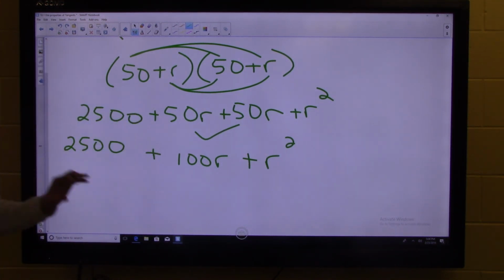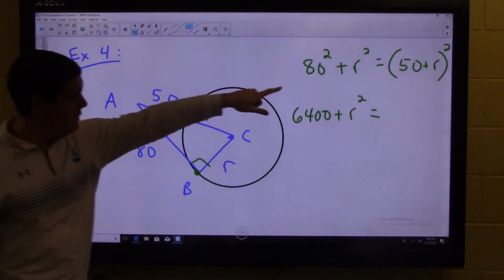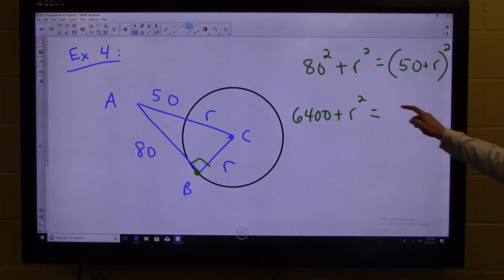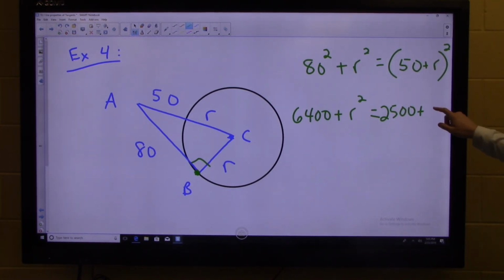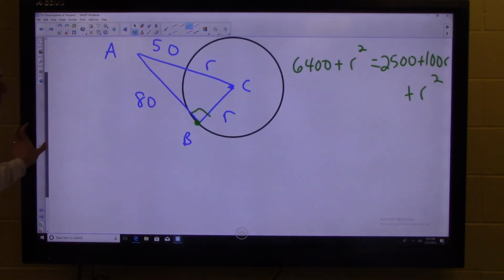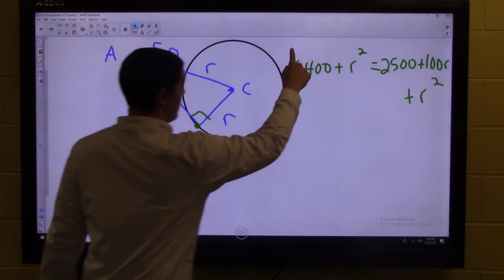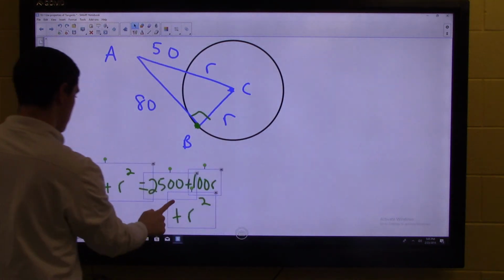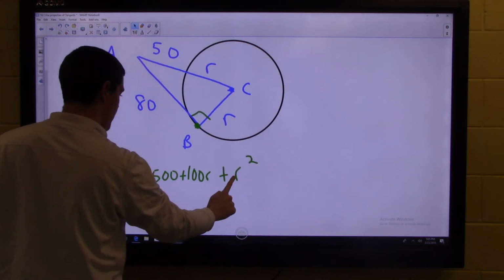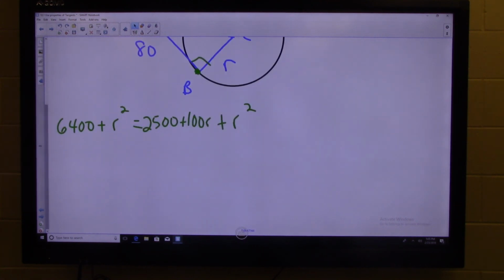All right, so I did that work off to the side just so we could solve this. I didn't have enough room over here. So I'm going to plug this in here now. It's going to be 2,500 plus, shoot, I'm running out of room. That'll be 100r plus r squared. Here, how about, I don't like that. How about I do this? Let me move it down. There it is. All right, so we got to solve that.